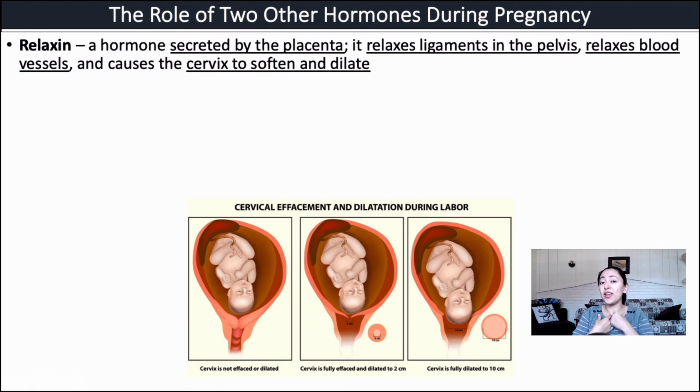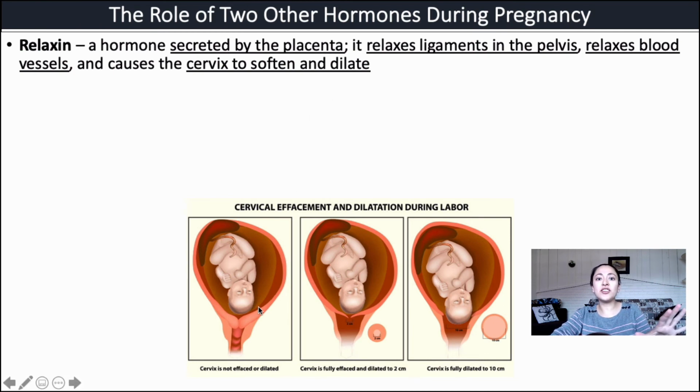I'm actually 38 weeks pregnant right now, and I'm starting to feel the relaxing of the ligaments in my pelvis, and it almost feels like my hip is extremely loose, and it's actually kind of painful to walk just because I don't have the amount of support in my hips as I used to have. Another thing that relaxin does is it starts to cause the cervix to soften and dilate.